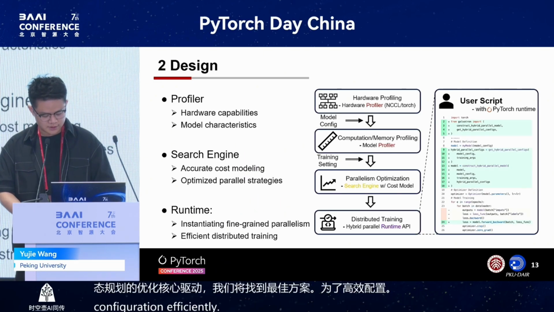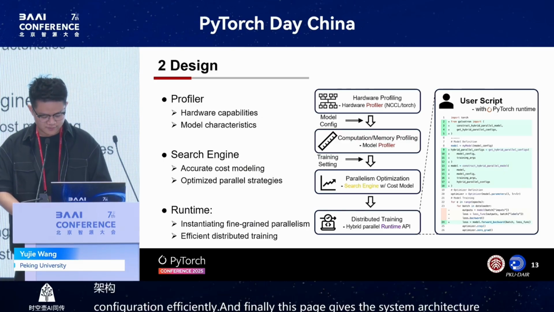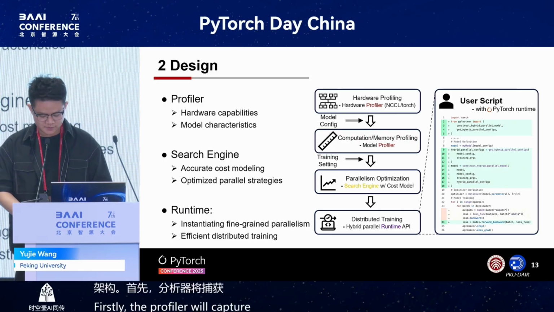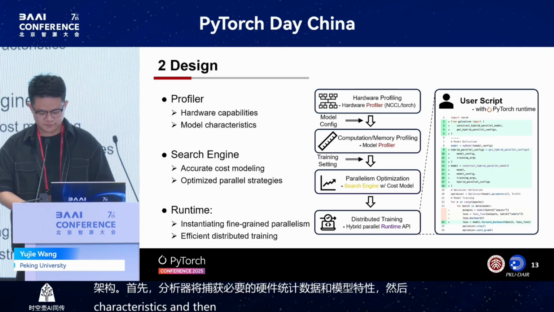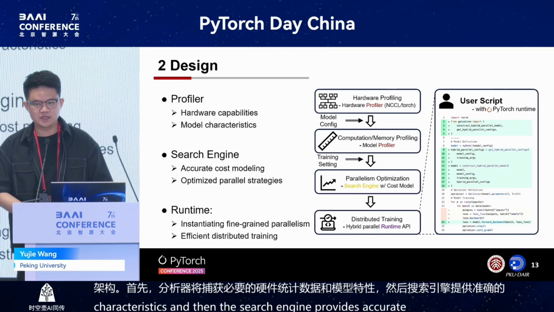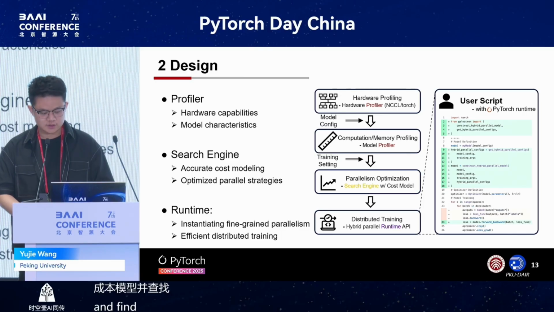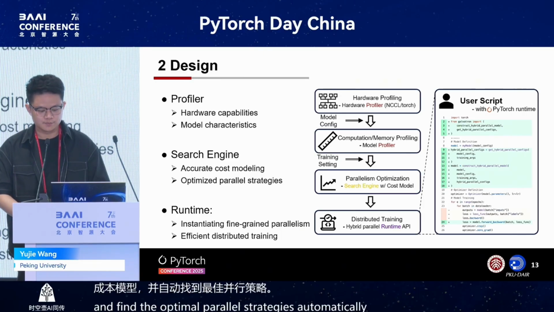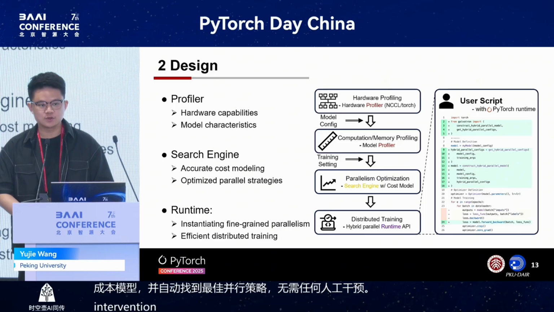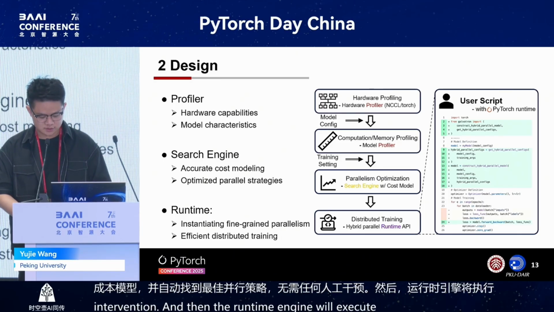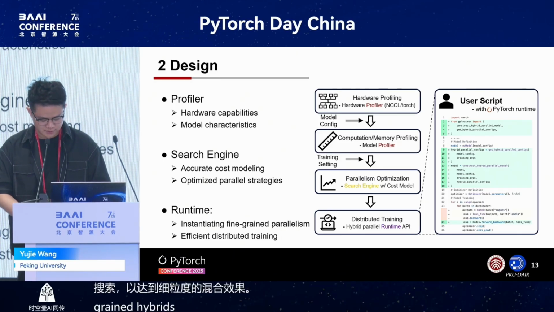Finally, this page gives the system architecture of Galvatron. Firstly, the profiler will capture the necessary hardware statistics and model characteristics. Then the search engine provides accurate cost modeling and finds the optimal parallel strategies automatically and without any human intervention. Then the runtime engine will execute the searched fine-grained hybrid strategy for efficient training.